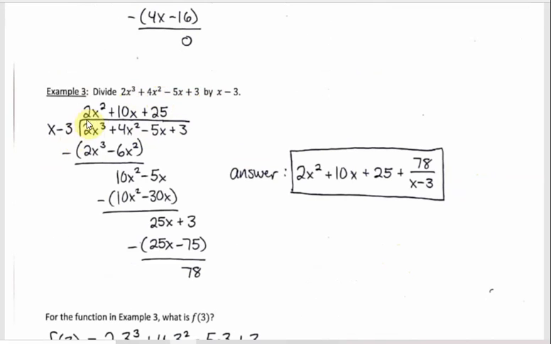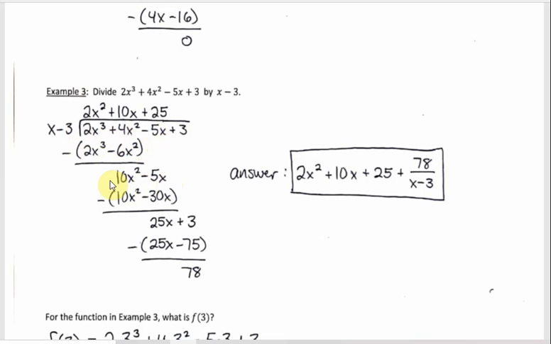And then you say, all right, well, 2x squared times x will give you the 2x cubed. So 2x squared times x is 2x cubed. 2x squared times 3 is 6x squared. You subtract that off, you're going to be left with 10x squared because of the 4 minus a minus 6 right there. And then you bring down the next term, the minus 5x.